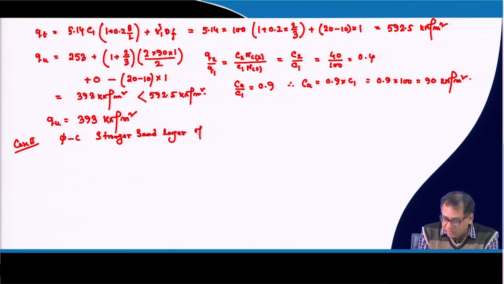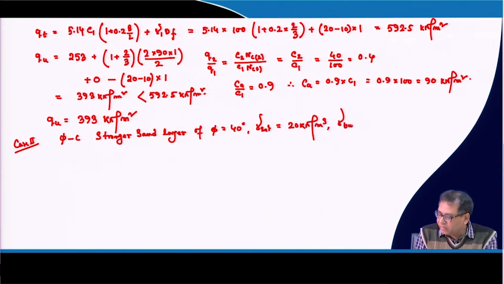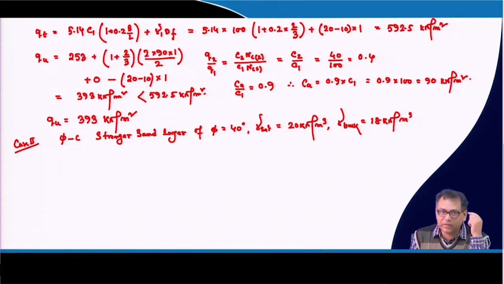Stronger layer of phi equal to 40 degree. Gamma sat is equal to 20 kilonewton per meter cube, and gamma bulk is 18 kilonewton per meter cube, because here I am considering the water table is not at the ground surface like the previous case, it is below the ground surface. Just to show you how we can solve the problem in such case. Okay. And water table is at the base of the foundation.